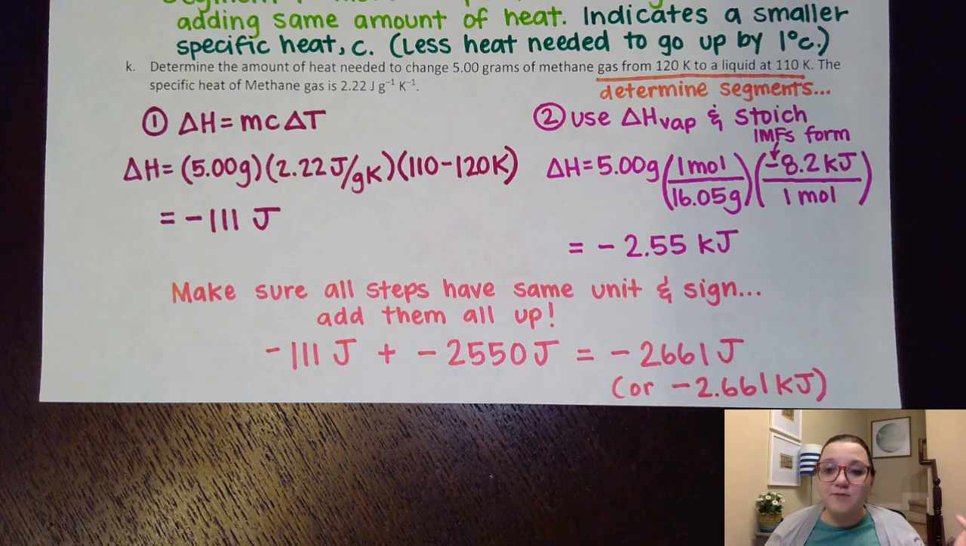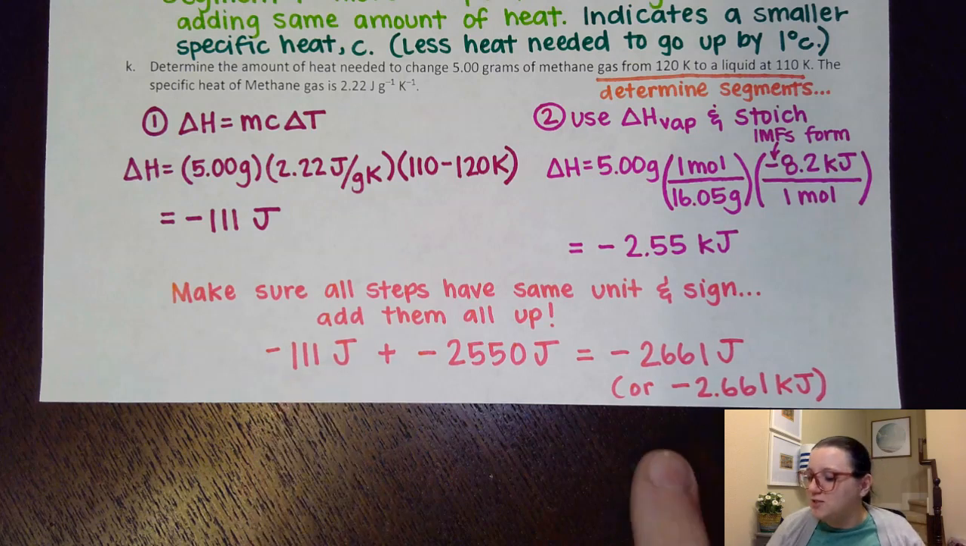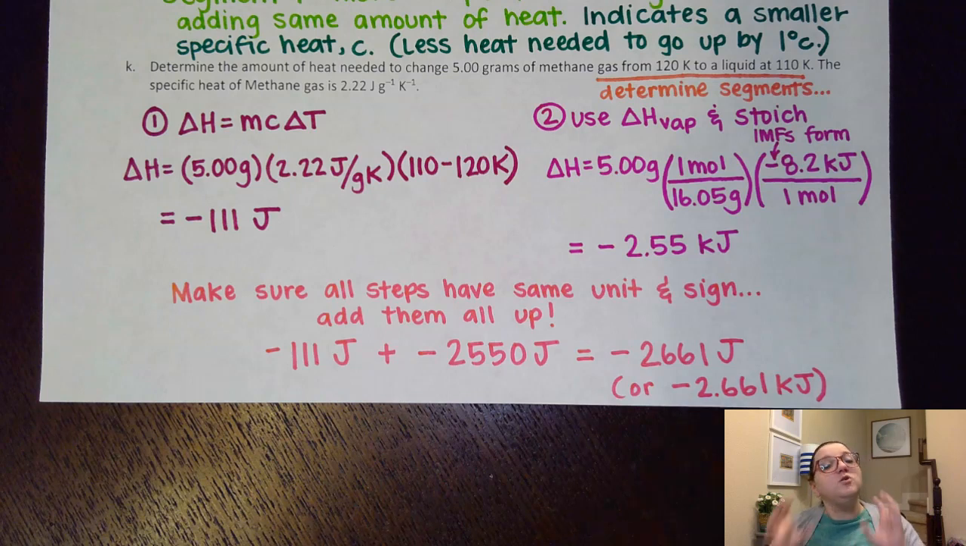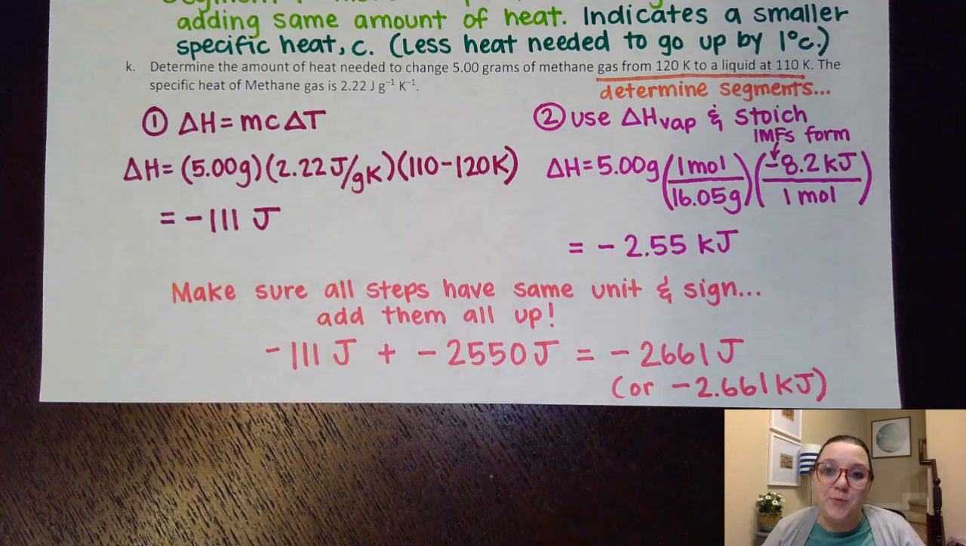Now, could you have left that in kilojoules? Sure, you could have converted this joules into 0.111 kilojoules and then added them up. And if you chose to do that, you would get a negative 2.661 kilojoules. Just make sure that whatever numerical answer you're reporting matches up with the unit that you're choosing to use, especially if they don't give you a unit to use in the problem.